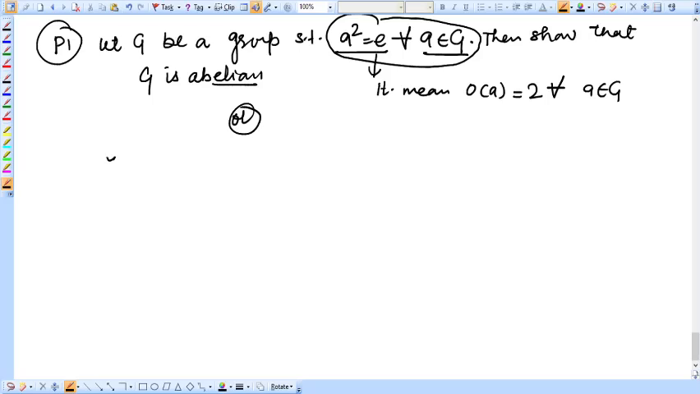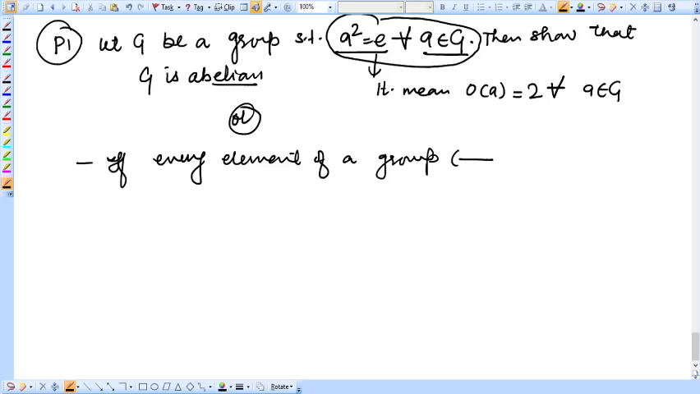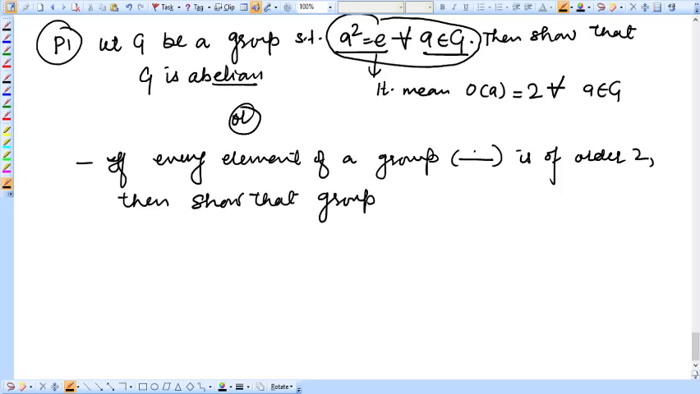If every element of a group except identity element is of order 2, then show that the group is abelian. So here as you can see, order of every element except identity element is 2.